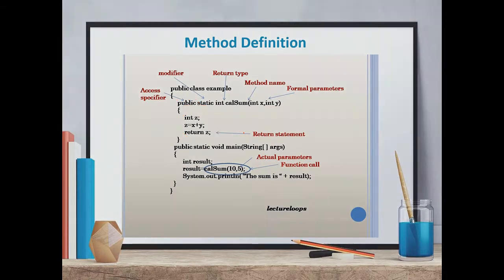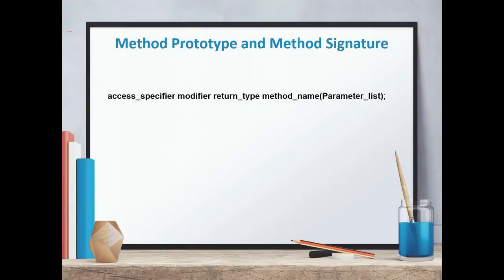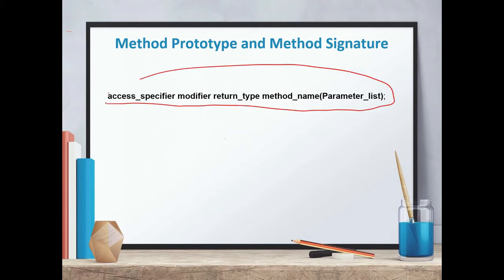Now we will see what is actually the method prototype, and what is the method signature. We have already seen the various components of the method prototype. There is the access specifier, modifier, return type, method name and parameter list. So this is called the method prototype, or the method declaration. And from here, the method name and parameter list is actually the method signature.